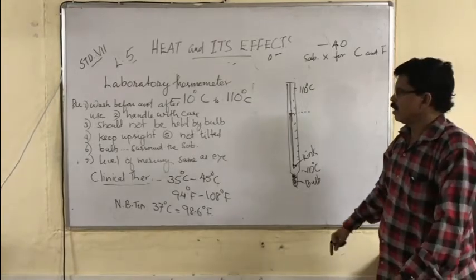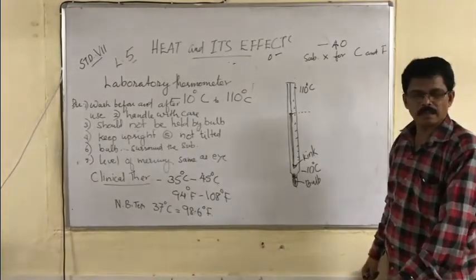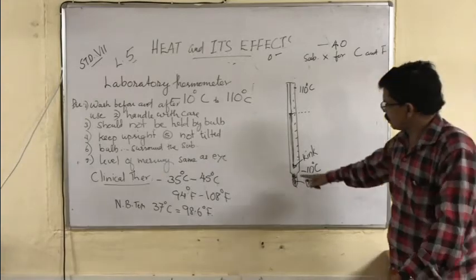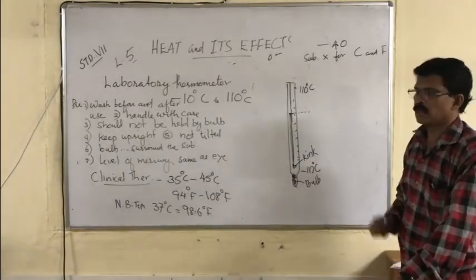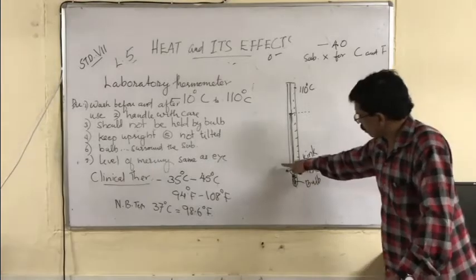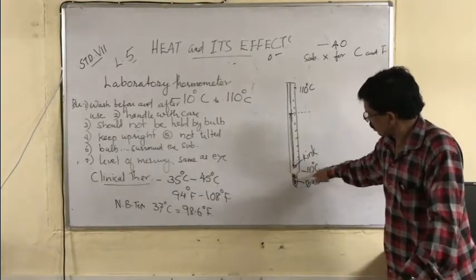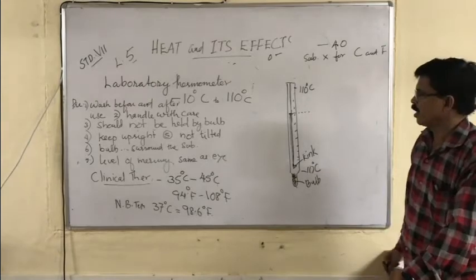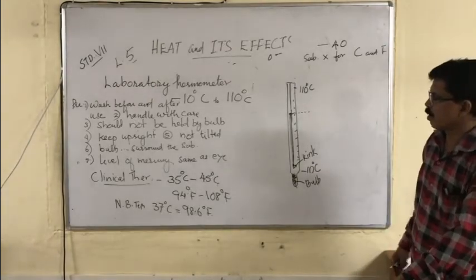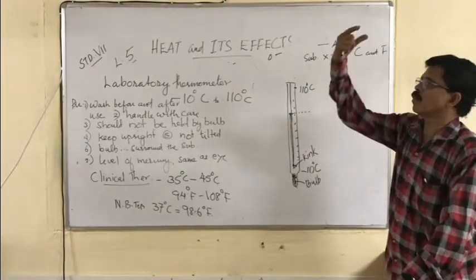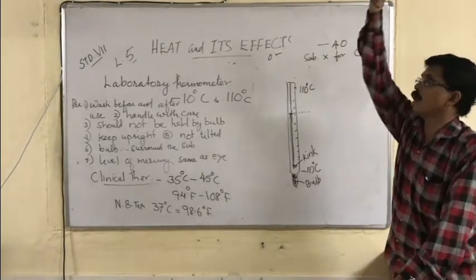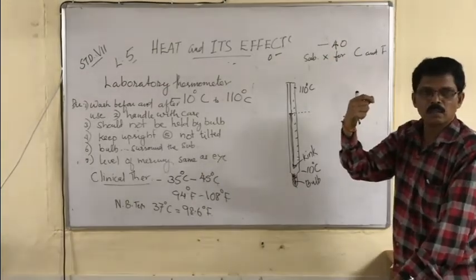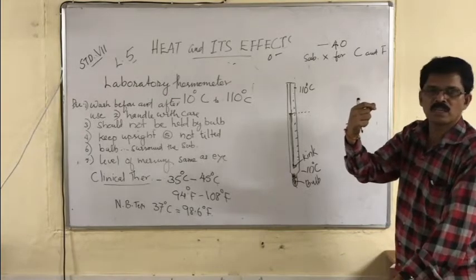Now when we check the temperature of an object, the bulb should be completely immersed in or surrounded by the substance. Now the last one, the level of mercury should be the same as the level of the eye. We should keep it like this, not down or up. We have to keep the thermometer at the same position as the eye.